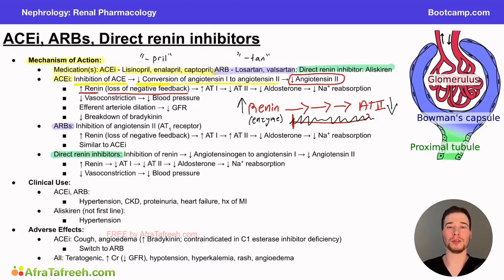Now, what's going to happen at angiotensin 1? Well, it's going to be elevated as well. Why? Because our renin is elevated. The body is trying to secrete these molecules, these enzymes, to create more angiotensin 2.